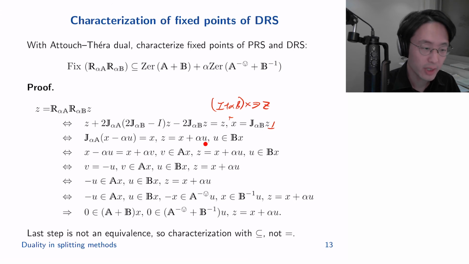And then what we will do is go to the prior line. We'll cancel out z on both sides. We'll cancel out the factor 2. And then we'll plug in J alpha B z, that's just x. J alpha B z, that's 2x. And then here is minus I. Well, that's minus z. So we plug in x plus alpha u, and we get x minus alpha u.